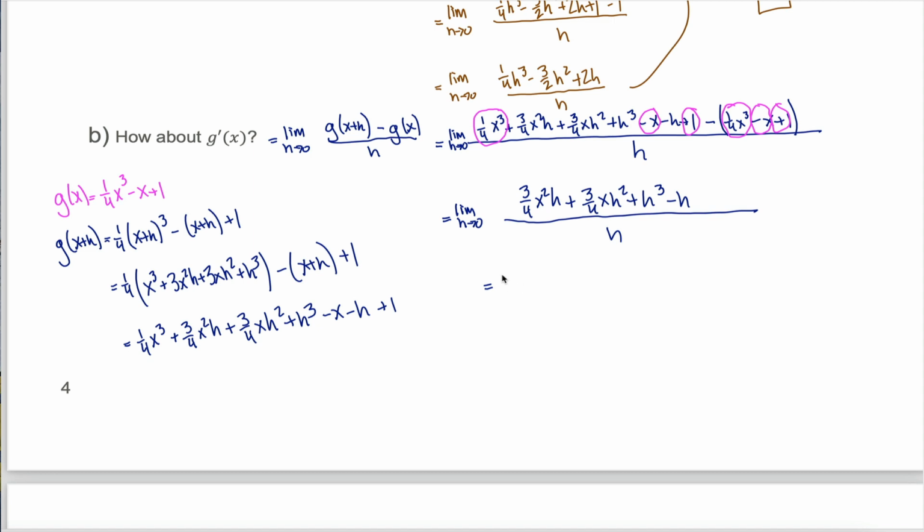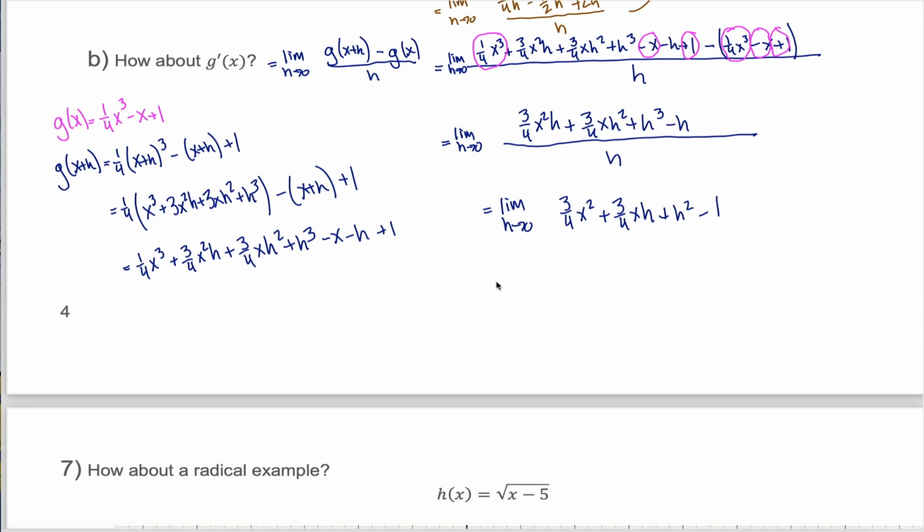If I factor out an h from each of these terms in the numerator and cancel it with this h in the denominator, I get the limit as h approaches 0 of 3/4 x squared, this h is gone, plus 3/4 xh, one of these h's is gone, plus 1/4 h squared, one of these h's is gone, minus 1. This is an easy limit to evaluate. I can just change all the h's into zeros. I'm left with 3/4 x squared plus 0 minus 1. G prime of x is equal to 3/4 x squared minus 1.